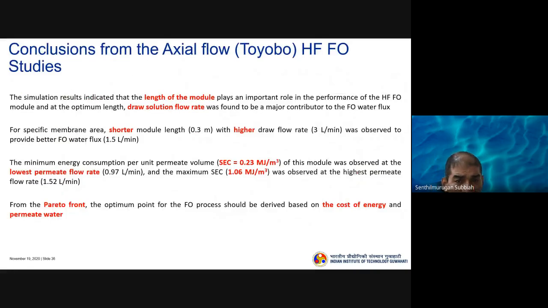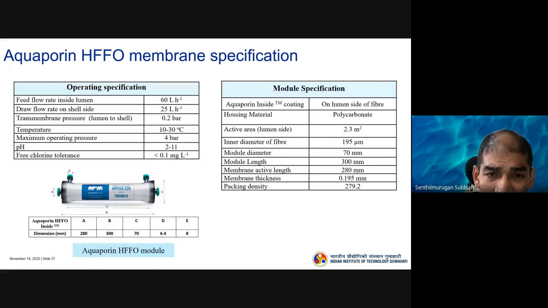Next is the overall conclusion. Whatever I have summarized is basically the conclusion. So one can use the optimal Pareto to design the FO process. Similarly, earlier we used a Toyobo membrane. This is an aquaporin membrane.